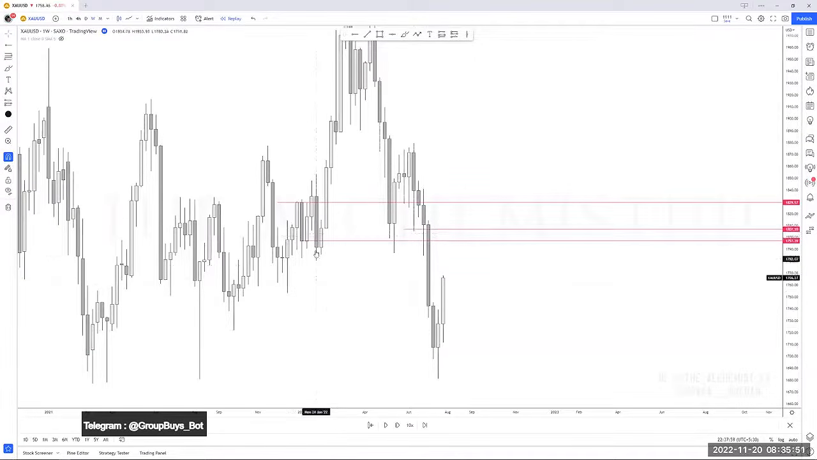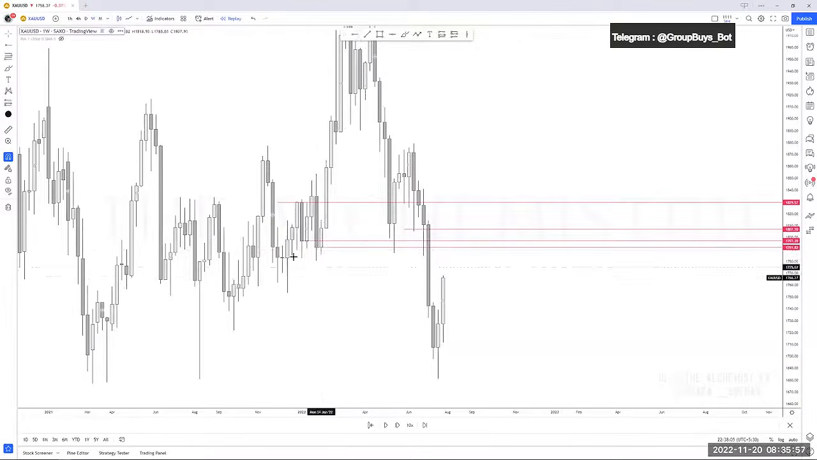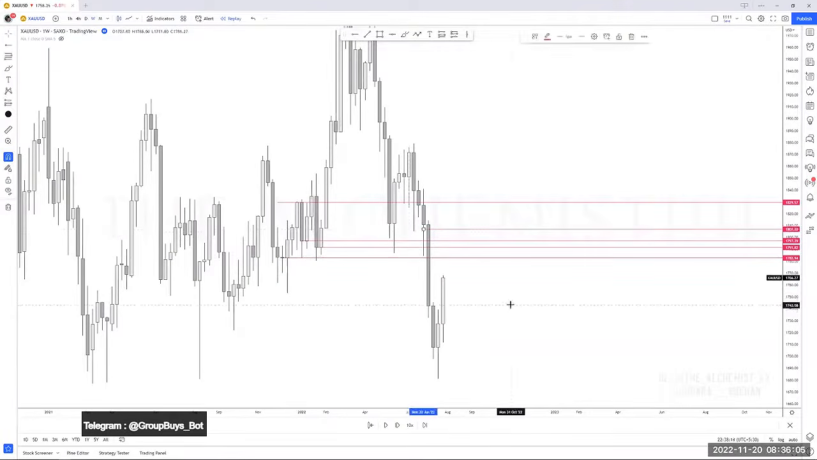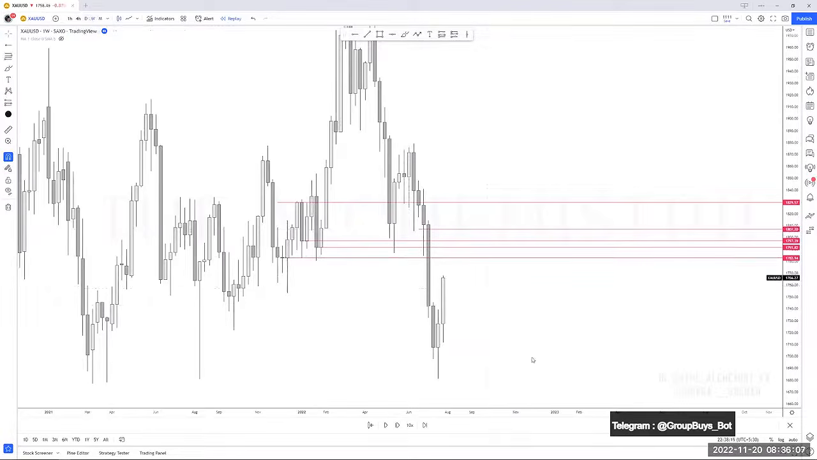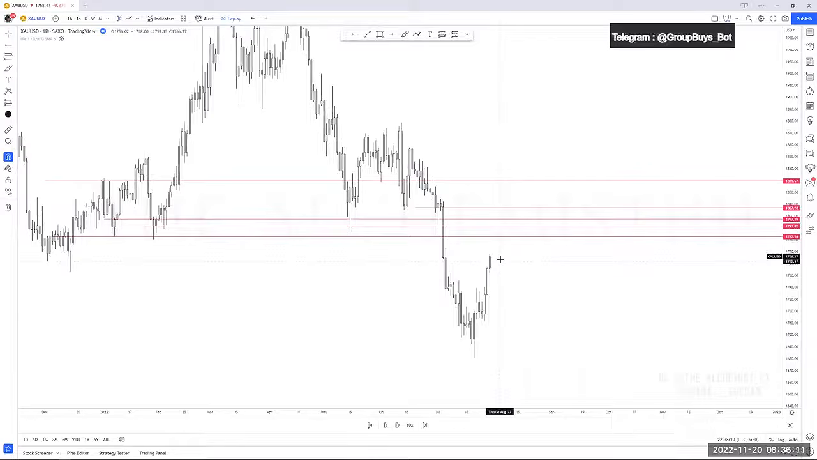Let's check. We have one zone in here, can you see it? And maybe we had another zone in here. Too many obstacles, we had all these areas on the weekly. So let's go to the daily. Now, what are we going to do until it gets into these areas? That's the next question.